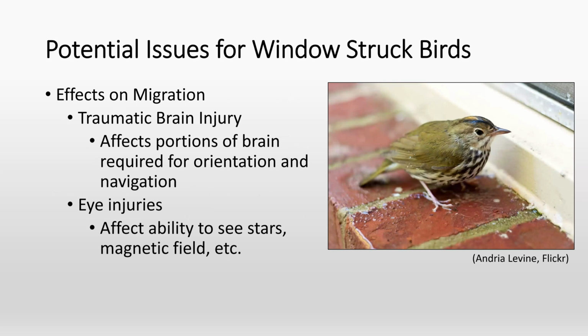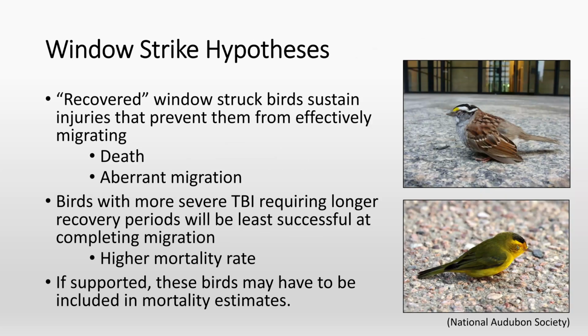So potential issues that you would think could be happening to these birds would be traumatic brain injury. Obviously, they're smashing their head into a window. So if they have injuries to parts of the brain that are responsible for orientation, navigation, that's clearly going to affect their migration. Or they can have eye injuries, just literally partial blindness, maybe their retina detaching. Birds sense magnetic fields. They can see magnetic fields with their retina, so that could be problematic. So that's a lot. You don't have to read all that.